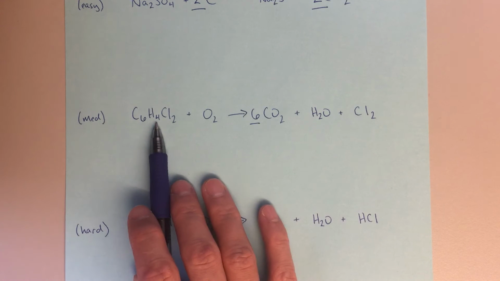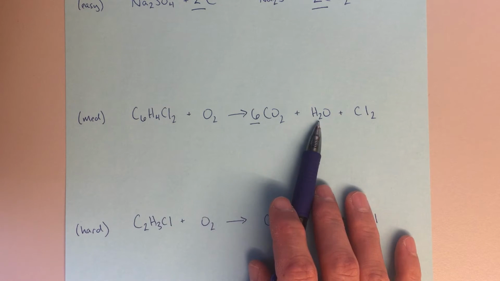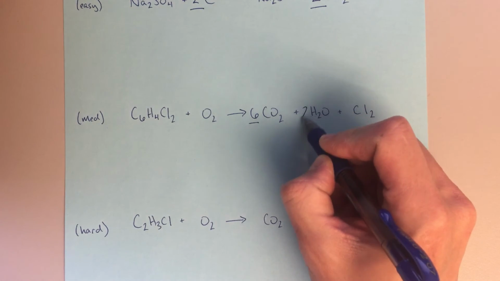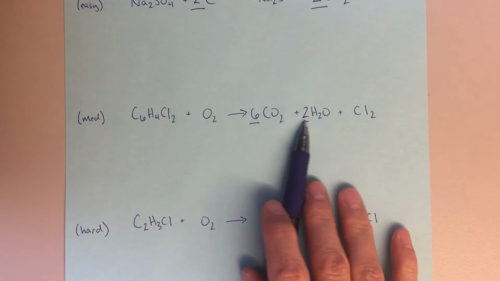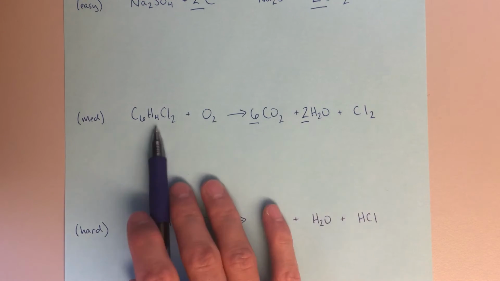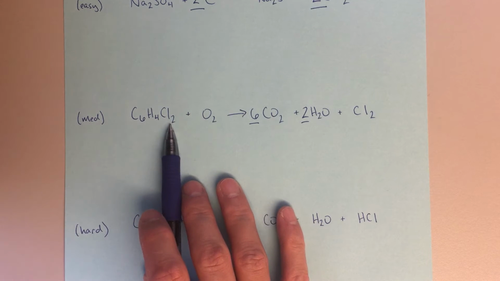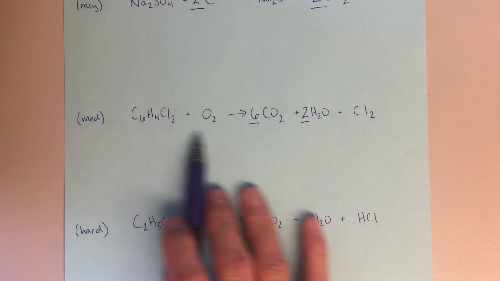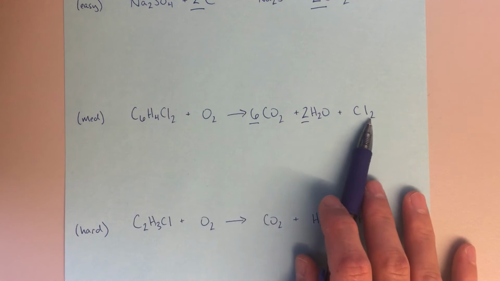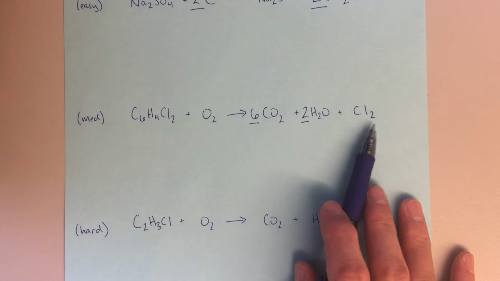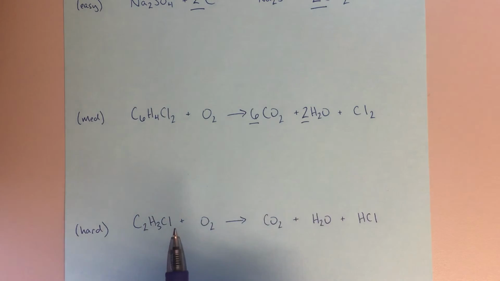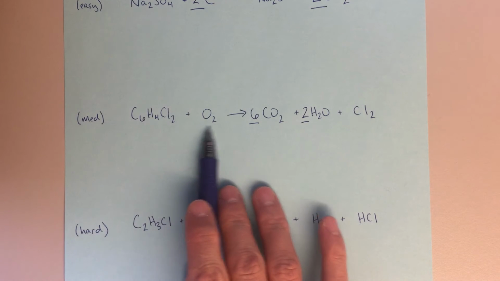So I can move on to hydrogen. 4 hydrogens here, only 2 hydrogens here. So I'm going to need 2 of those water molecules because that's going to be 4 hydrogens total, 4 hydrogens here. Cl2, I've got 2 chlorines on this side, and the only other place I see chlorines is over here, and there's already 2 chlorines here. So the chlorines are already balanced. That's good to go.